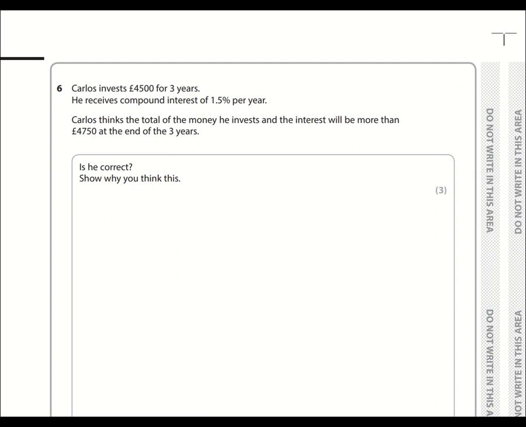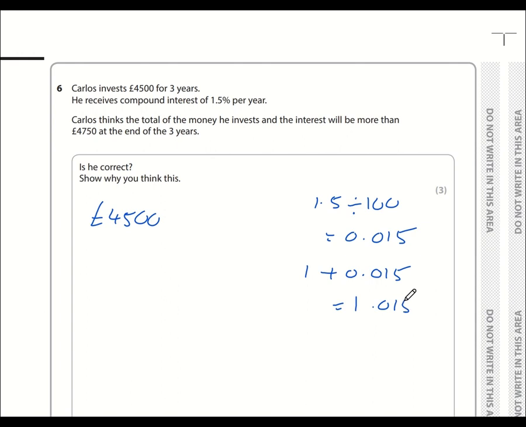So Carlos is investing £4,500 for 3 years, and the interest rate is 1.5% per year. So we're going to be increasing this amount by 1.5% 3 times. So what is the percentage multiplier for a 1.5% increase? Well, the normal multiplier would be 1.5 divided by 100, which is 0.015. But to increase by 1.5%, we need to add 1 to this figure here. So our multiplier is 1.015. That's the multiplier we're using. So what we need to do is take the starting amount, 4,500, and multiply it by 1.015 3 times.